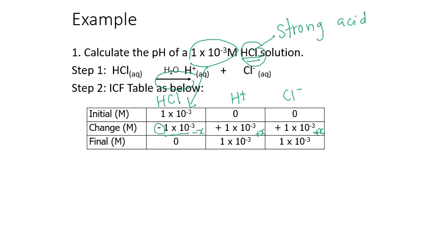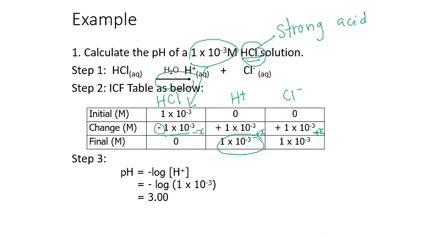So for the final, still similar to what we do in the calculation for equilibrium, we total up. 1 minus 1 × 10^-3, we will get 0. 0 plus 1 × 10^-3, we will get 1 × 10^-3, same as Cl-. So then we go to step 3. Step 3 is pH equals negative log [H+]. You can use the calculator, press the negative log, and then substitute the concentration of H+ at the final into the formula. Then you will get pH equal to 3.